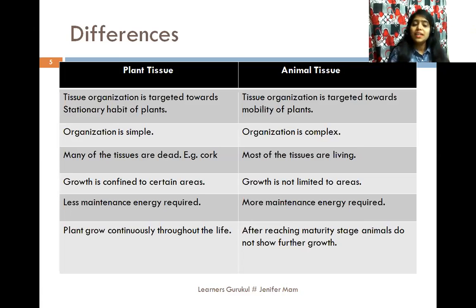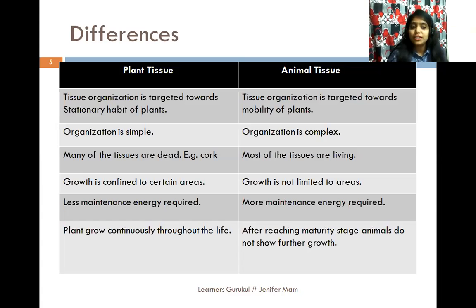Here in plant tissue, the tissue organization is targeted towards the stationary habit of plants. If you see, it is stationary. The system itself is organized in such a way for growth in a stationary habitat. Here in animal tissue, you can see the tissue organization is targeted towards the mobility of animals. If you talk about mobility, human beings and other animals are moving. So the tissue organization is developed in such a way that it helps in the mobility of the creature, that is an animal or a human being.